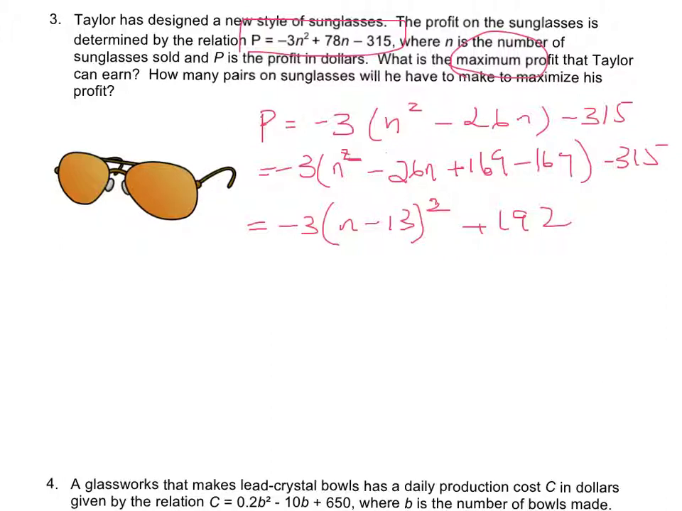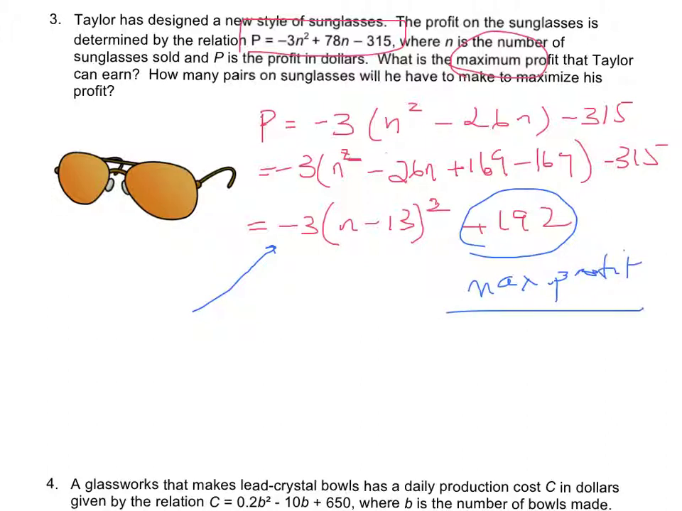So when I complete the square, I get this lovely parabola. Notice that it opens down, so that means it's a maximum, of course. This here is the maximum profit. So $192 is the maximum profit.